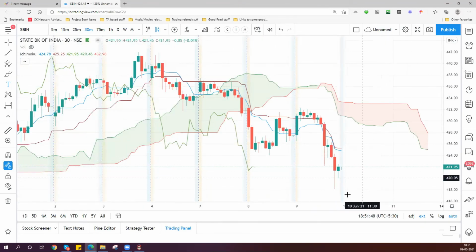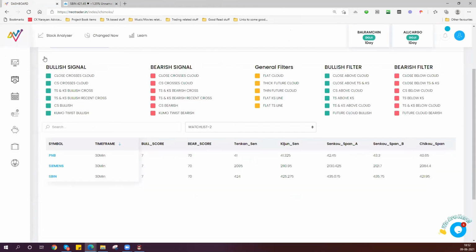So in the 30-minute, what is their price? Price below cloud. Price below TS, KS. TS below KS. So that is also bearish. So 1, 2, 3, right? And TS, KS below the cloud. 4. Chikou span below the price. 5. Future cloud bearish. So all 6 are bearish in the 30-minute. And that is why State Bank of India comes up here as 30-minute bearish, right?